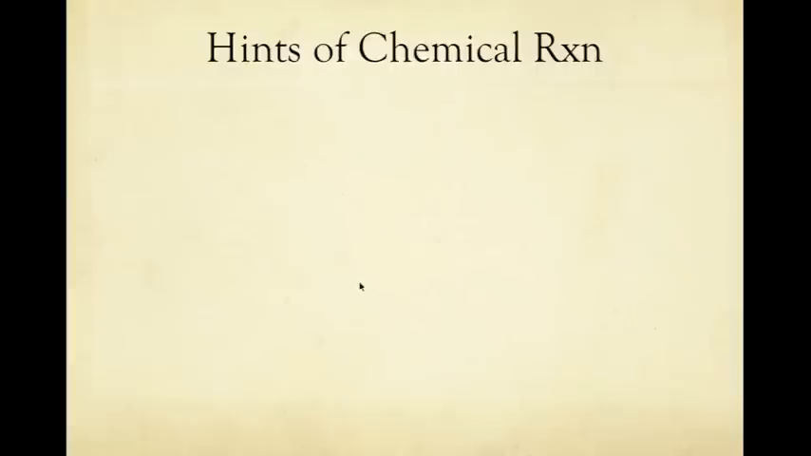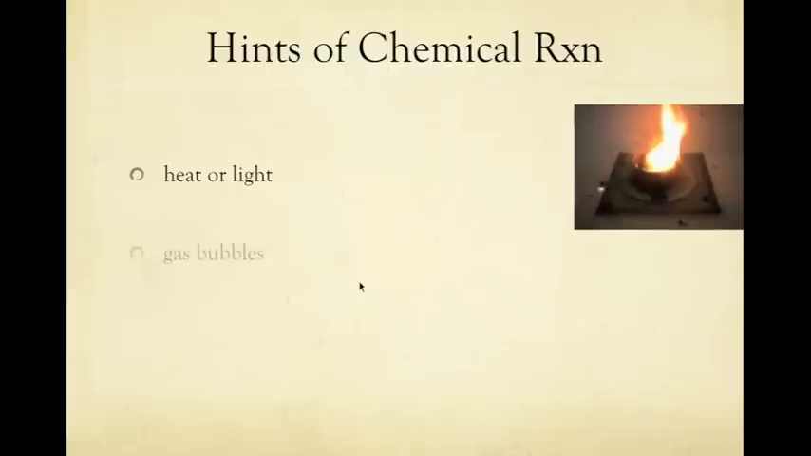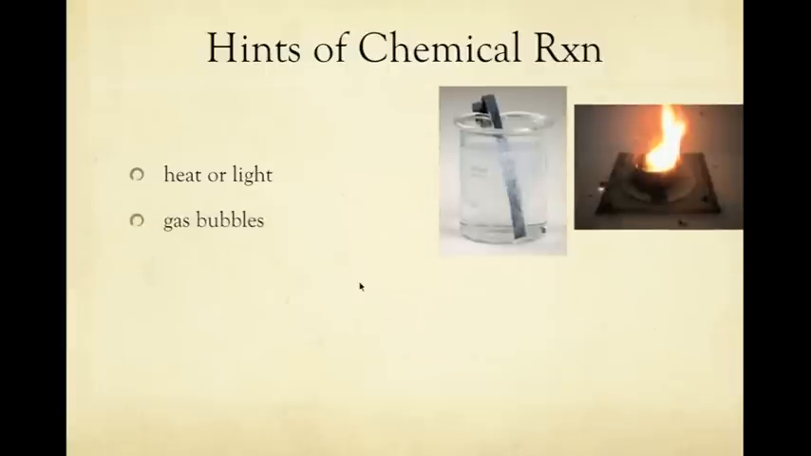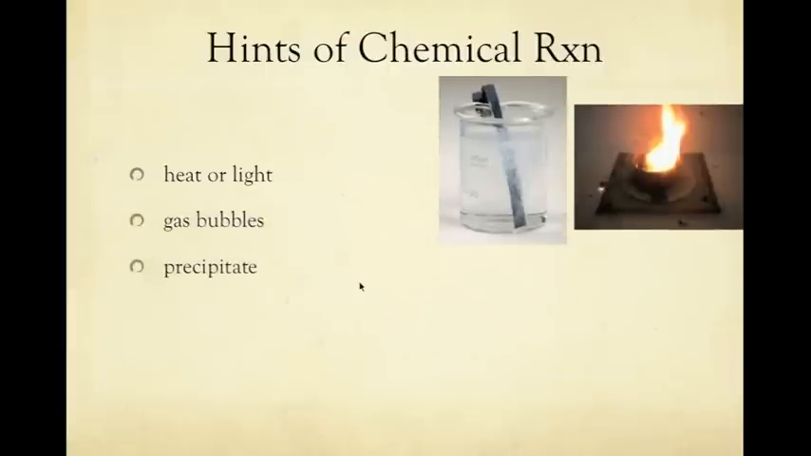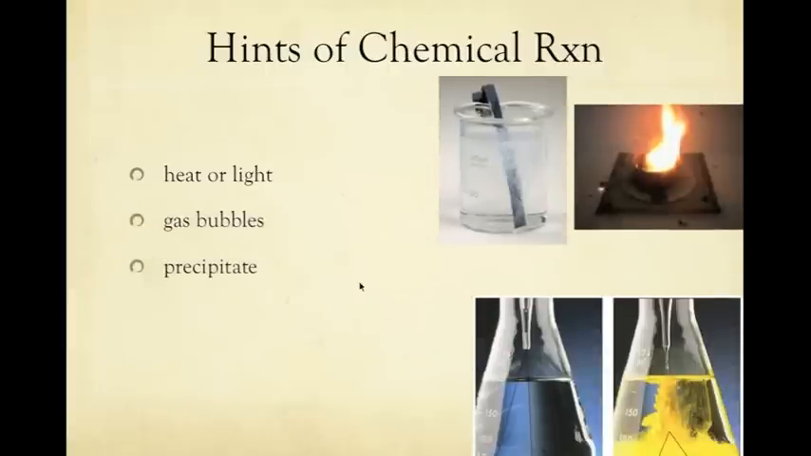Now, things we can look for to see if a chemical reaction has taken place. Okay, some key things that we see. We can see heat or light. We really can't see heat, but we can definitely see light. We can see gas bubbles, like in this picture over here. We can see a precipitate.